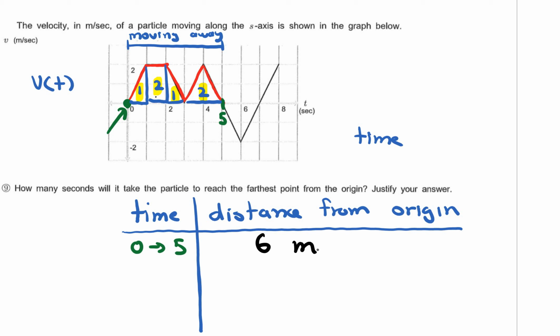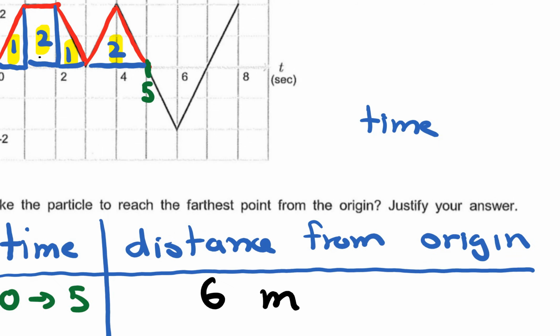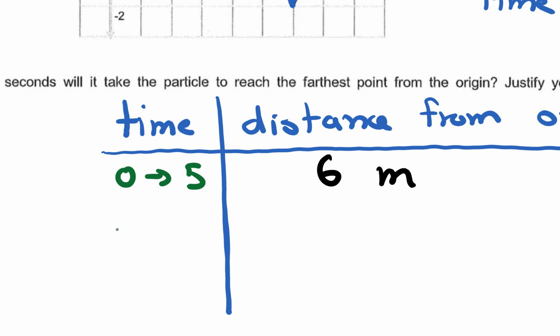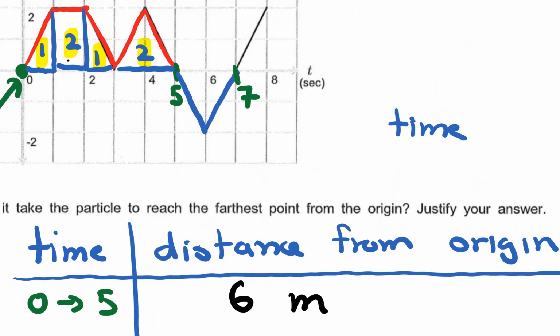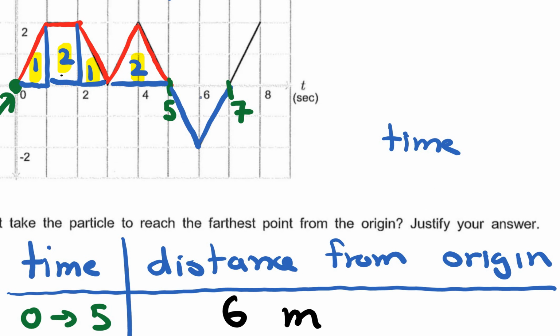Okay, but now let's take a look at the next part of the graph where we are below. So from this region right here, we're below the x-axis. So basically from 5 to 7 seconds, we are below the x-axis. And we also know from the previous question that this area is 2. And when we're below the x-axis, that means we're coming back. All right, we're not going away.